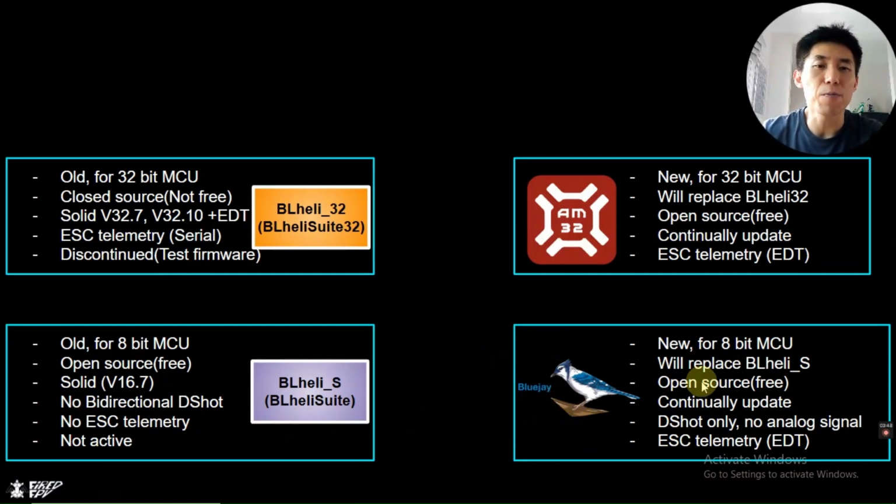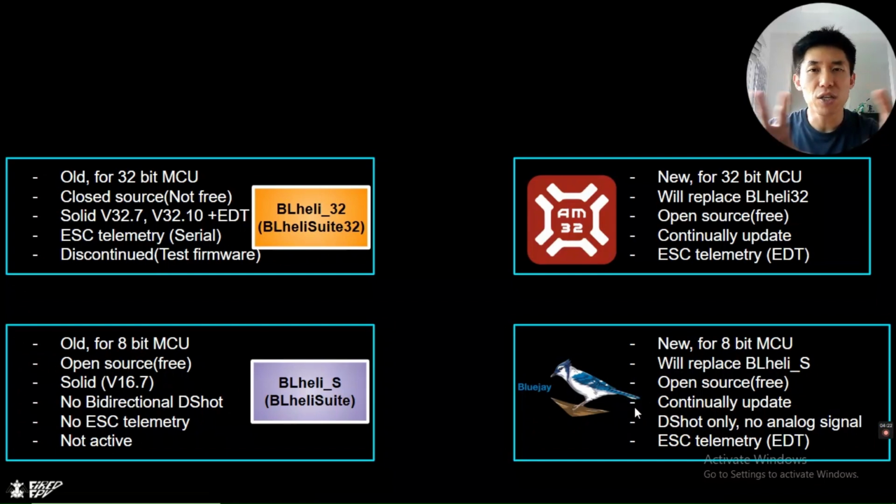It is a new breed firmware for 8-bit ESCs. It will replace BLHeli_S. It is open source and it is continually updated. The protocol for ESC provided by Bluejay is DShot only. So it doesn't provide OneShot, it doesn't provide Multishot, it doesn't provide PWM or other analog signals. No, just DShot. And it does have ESC telemetry through EDT.